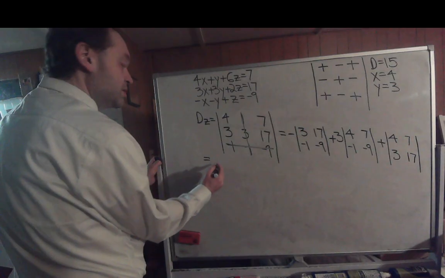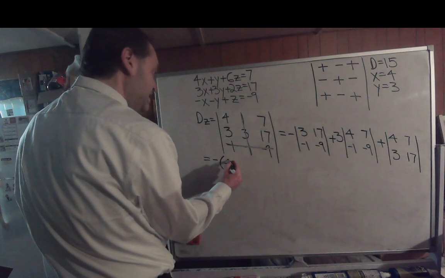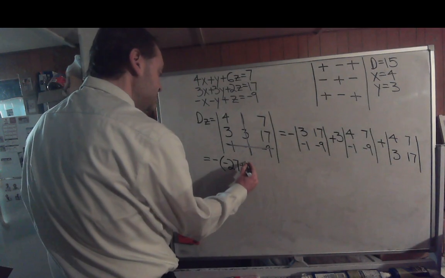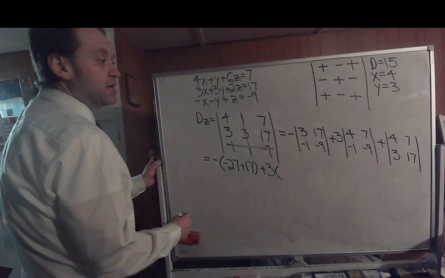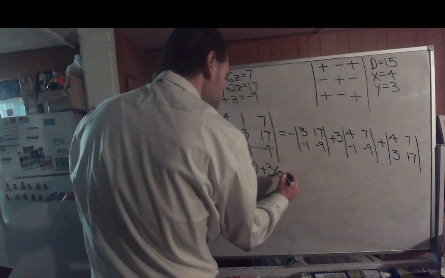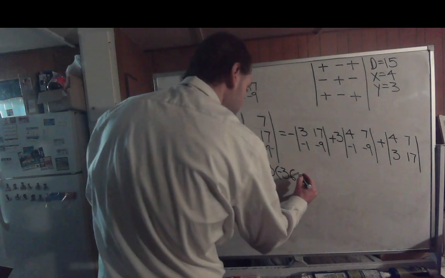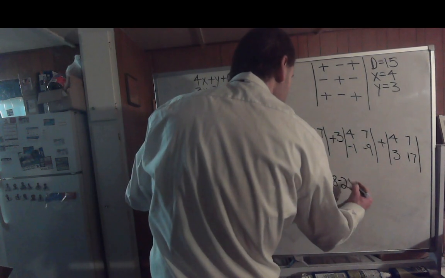Alright, so now we have all the determinants there. Let's evaluate them. So take negative of the first one. 3 times negative 9 is actually negative 27. Minus 17 times negative 1, that'd be plus 17. Now plus 3 times your second determinant. 4 times negative 9 is negative 36. Minus 7 times negative 1, that'd be plus 7. Alright, and then you have plus your final determinant. 4 times 17 is going to be 68. Minus 7 times 3, so that'd be minus 21.